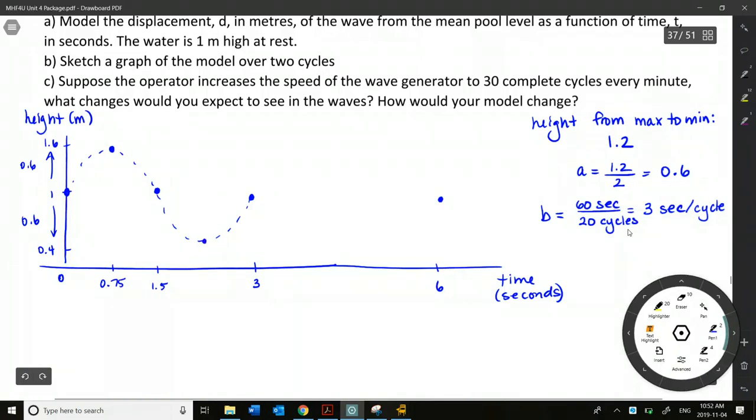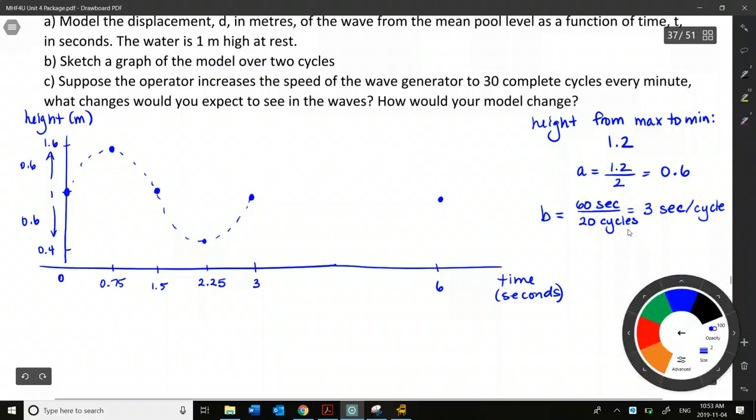What's halfway between 1.5 and 3? 2.25. If you're not sure, add them together and divide by 2. That's how we find the center of two values, right? So 2.25 is the middle there.